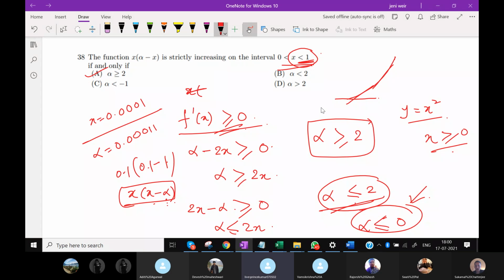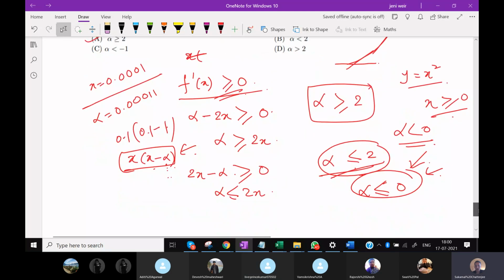So once again, equal to part. Consider this case, x into x minus alpha. Now you are convinced that alpha has to be less than 0. Forget the equal to part. You are convinced that alpha will be less than 0.